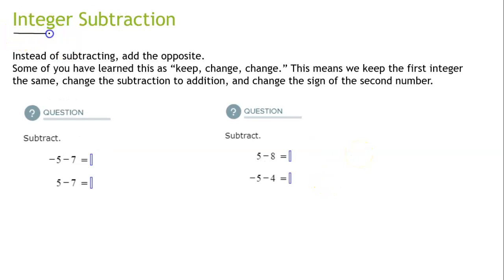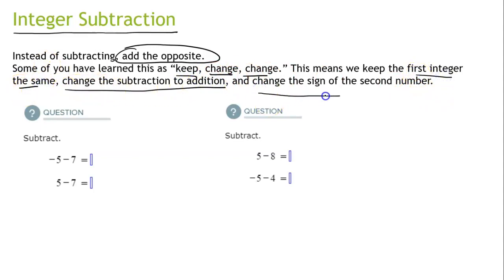Okay, new topic. You're going to want to write down integer subtraction and underline it so that you can find it later. I want you to write down that instead of subtracting, we're going to add the opposite. Some of you have learned this as keep, change, change. This means we keep the first integer the same, change the subtraction to addition, and change the sign of the second number.